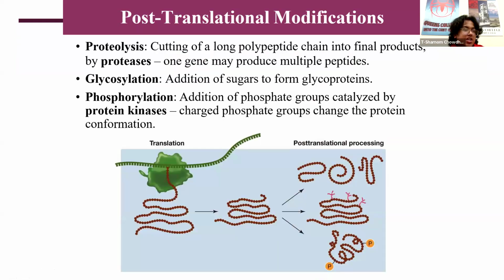There are three types of post-translational modifications. Proteolysis, where the polypeptide chain is cut up by proteases. So you could have one gene that produces multiple peptides. That one polypeptide chain doesn't necessarily need to be one whole protein. It could be split up into multiple proteins. Glycosylation, where sugar is added to form glycoproteins, and then phosphorylation, where phosphate groups are added by protein kinases, and that changes the conformation of the protein.